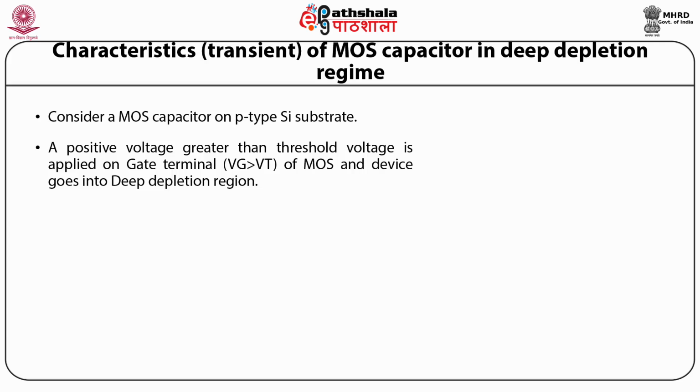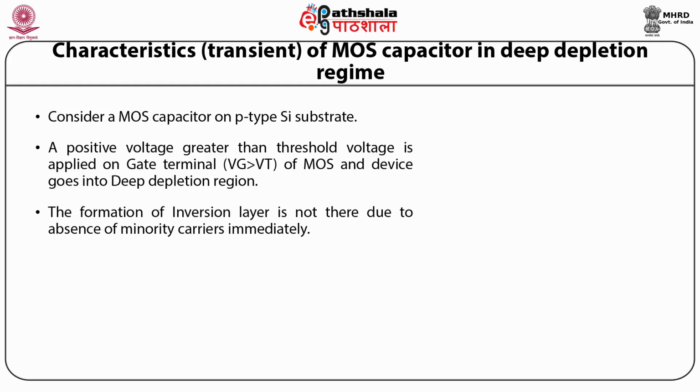The energy band diagram of MOS capacitor in deep depletion region has already been explained in the MOS capacitor module, showing the formation of potential well at the semiconductor interface. As evident from this figure, the formation of inversion layer is not there due to the absence of minority carriers immediately. Thus, the surface potential psi S naught increases as a large fraction of the applied voltage appears across the semiconductor.